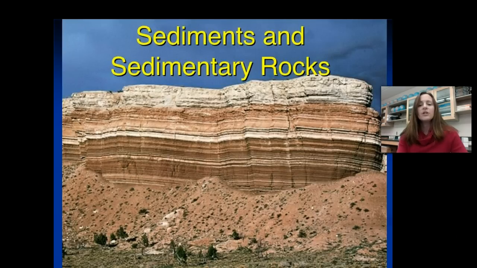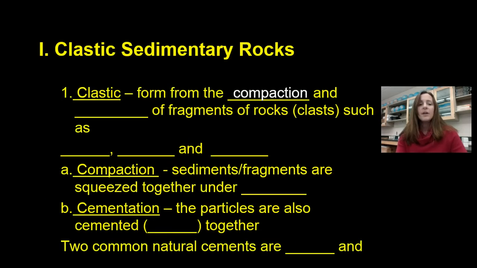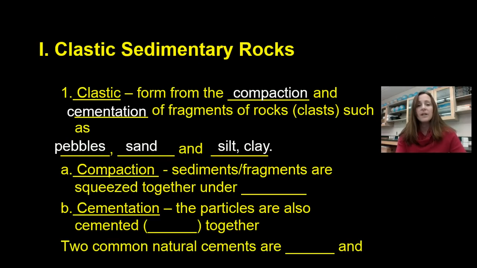Here's a picture that shows the beds or the rock strata, the layers that I was telling you about. It's a great picture, and you can even see the sediments at the base of that mountain. So there are two types of sedimentary rocks. We have first clastic sedimentary rocks, and they form from the compaction and cementation of fragments of rocks, which are known as clasts, such as pebbles, sand, silt, and clay.